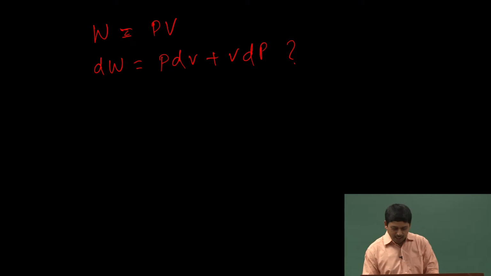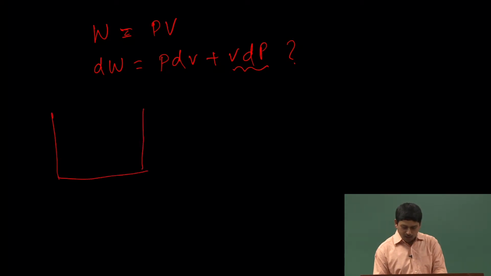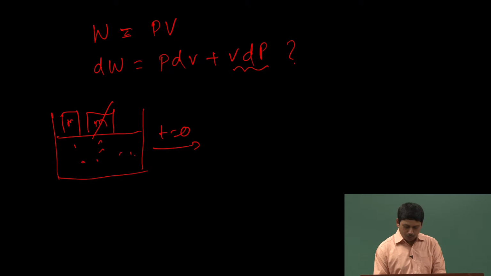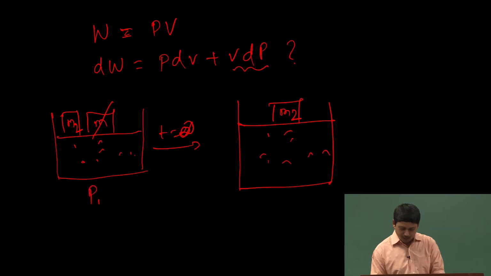The problem is that when I say V dP, that means I am allowing the pressure to change. But imagine what the situation was. I had mass m with the gas and I suddenly change it at T equal to 0. T equal to 0 means I can cut it and put mass m2. And then I wait some time, let us say T equal to infinity, and then I get a different system where my m2 is there and my volume has changed. So, this is my P1 V1 and this is my P2 V2.